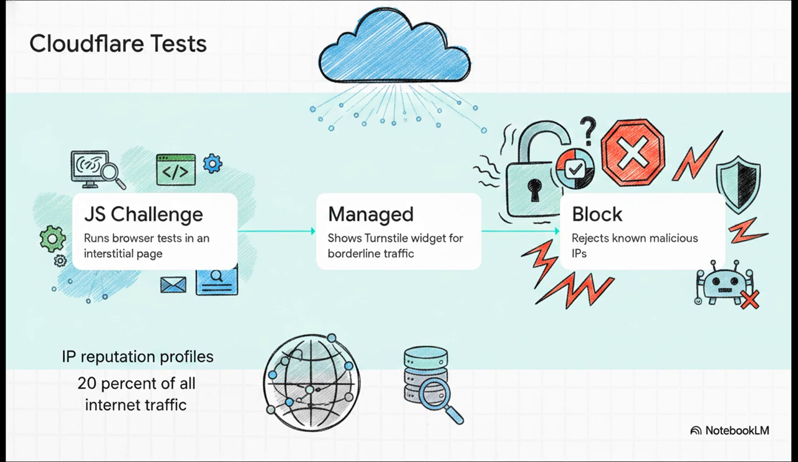Cloudflare uses a really similar methodical sequence for its bot management. First, they might throw a silent JavaScript challenge at you, running tests in an interstitial page. If you're borderline, they escalate to a managed challenge. You know, that little turnstile widget that checks your browser. If your IP is known to be malicious, they skip the tests and just hard block you. Keep in mind, Cloudflare sees about 20% of all internet traffic. That gives them insanely accurate IP reputation profiles to work with.